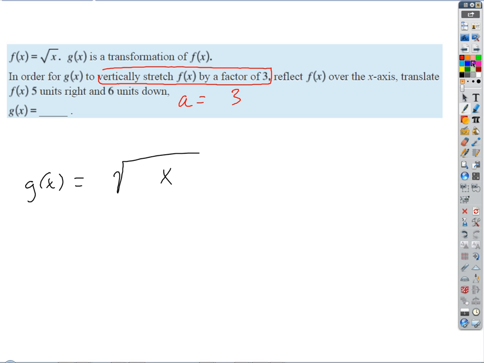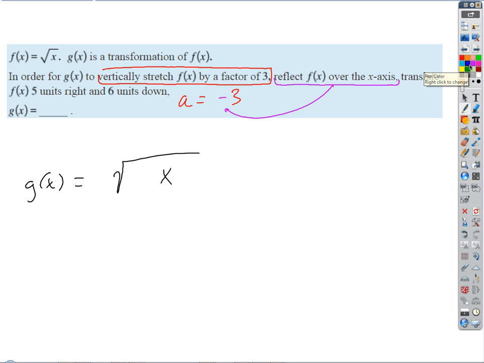Okay, how about this? Now if we're supposed to reflect f of x over the x-axis, so that's a horizontal axis, what kind of a reflection would that be? It's going to be a vertical reflection, which means A is negative. So that's telling us that A is actually equal to negative 3. And then two more things.